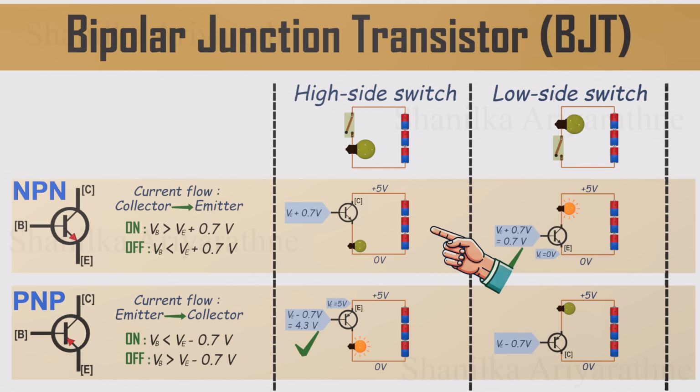But here's where it gets tricky. If you try to use an NPN for high-side switching, the emitter isn't at a fixed voltage anymore. It changes based on the load, and that makes it hard to know exactly what voltage the base needs to turn the transistor on. The same problem happens if you use a PNP for low-side switching. The emitter floats, and your control signal becomes unreliable.